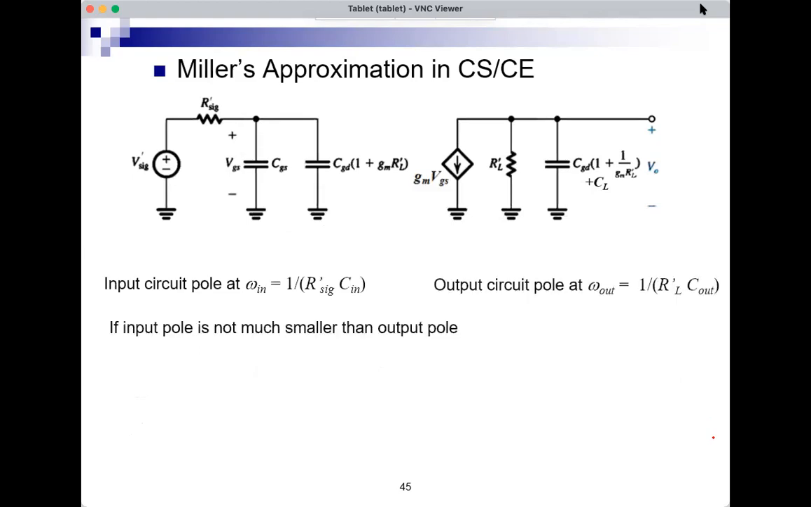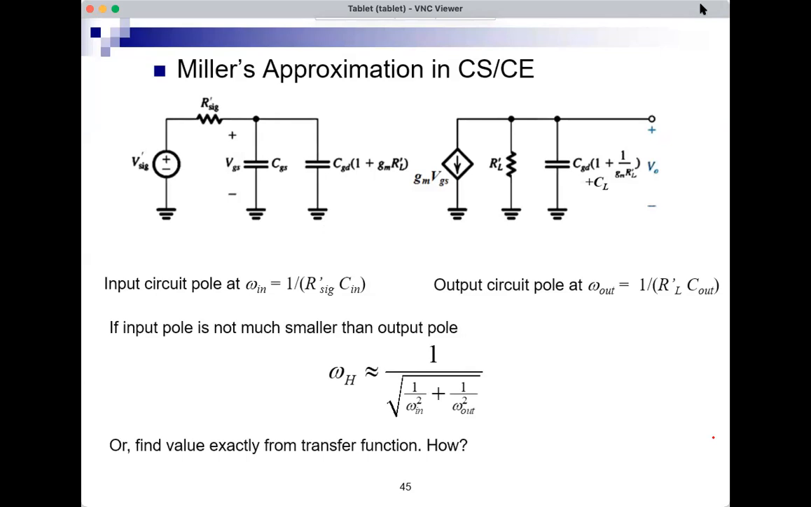Again, if the input pole is not much smaller than the output pole, if it's not dominant, what do we do? That's fine. We can use this approximation. So omega h is not omega n. Omega h would be approximately 1 over the square root of 1 over omega n squared plus 1 over omega out squared. So this considers the effect of omega out, but it's also an approximation.